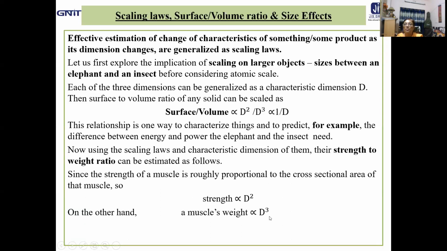Why? Because weight means, we know, m into g. Now, g is the acceleration due to gravity. It is remaining constant. That means muscle's weight is proportional to m. Now, what about m? m means density into volume. Now, density of a matter, unless otherwise specified, is considered to be constant. That means muscle's weight is proportional to volume, that is d cubed.